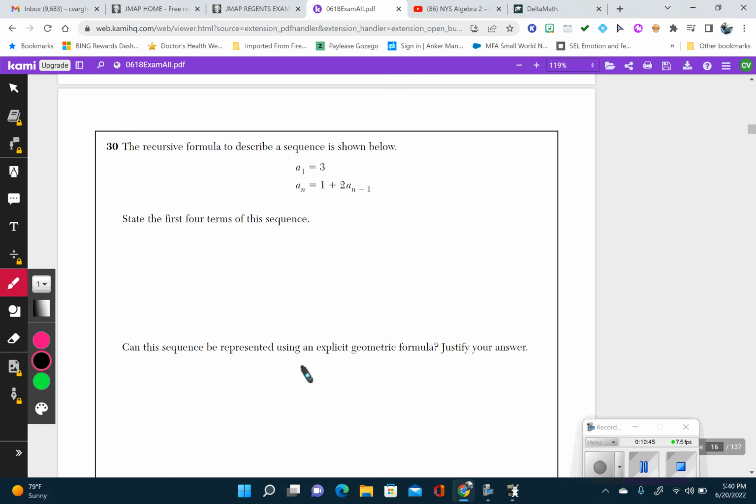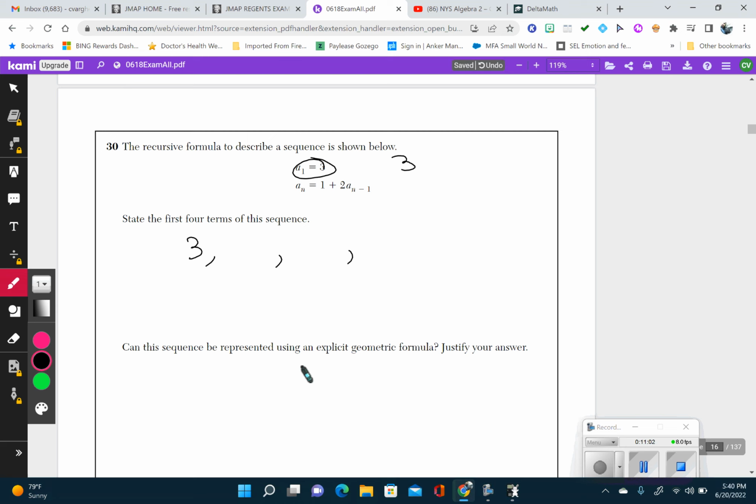Recursive just means that you're going to take one number. So here you're starting with 3. And then to get the next numbers, you're going to plug it into this rule right here. So what do I mean by that? The first number, A1, is going to be 3. So I put a 3, comma. I'm going to state the first 4. So 2, 3, and then the fourth one.